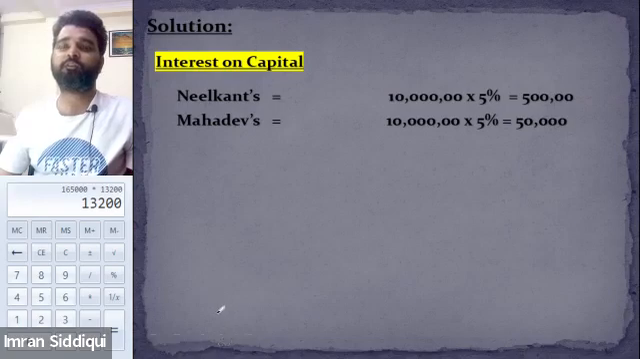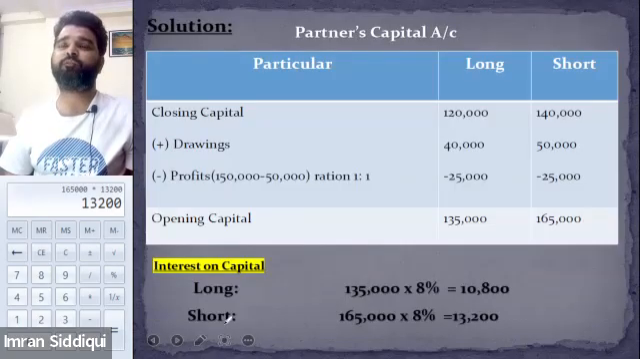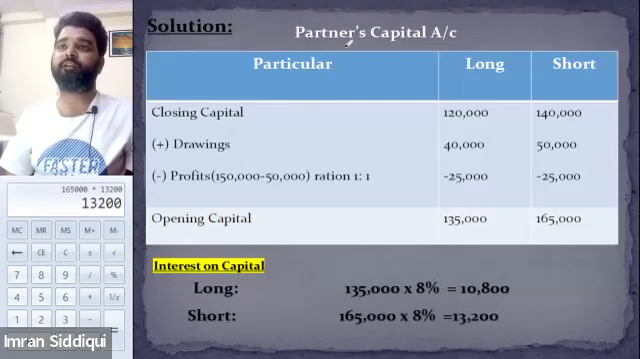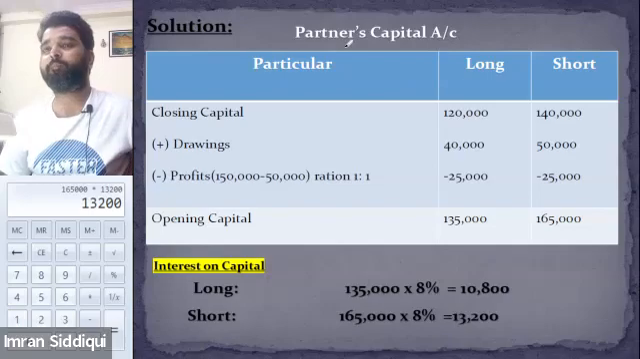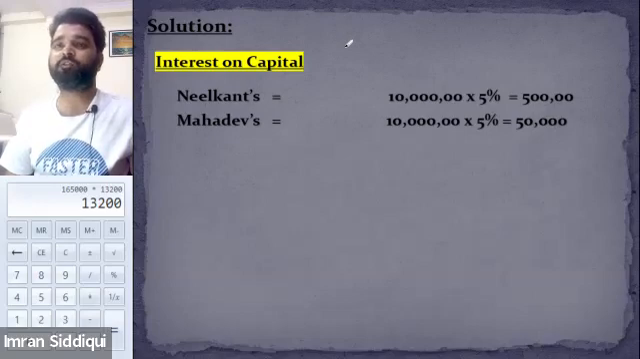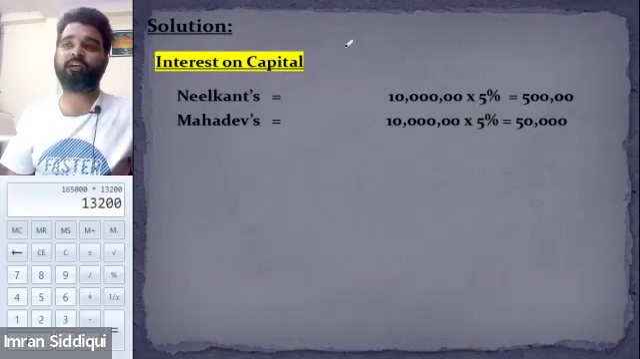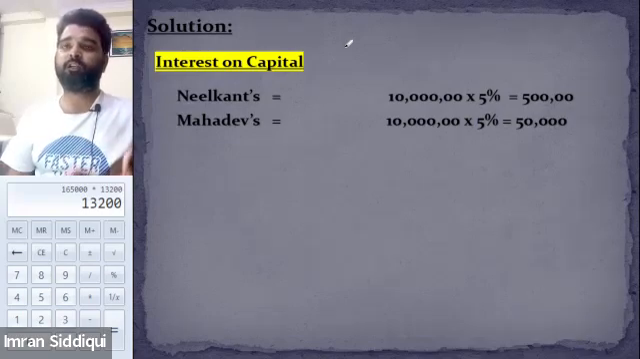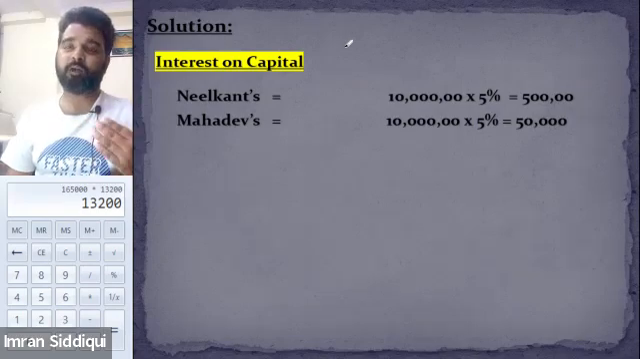The solution, because see, earlier in the previous questions we were preparing the statement of opening capital balances. But in this question, we are not required to prepare it, because whenever you have the information regarding the current account and the capital account in the balance sheet, you will consider the capital balance of the partner as the opening, and the opening and closing capital will remain the same.